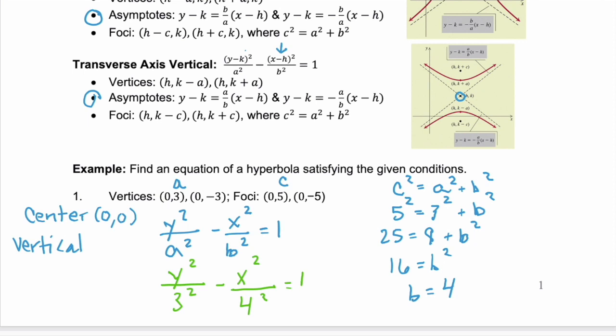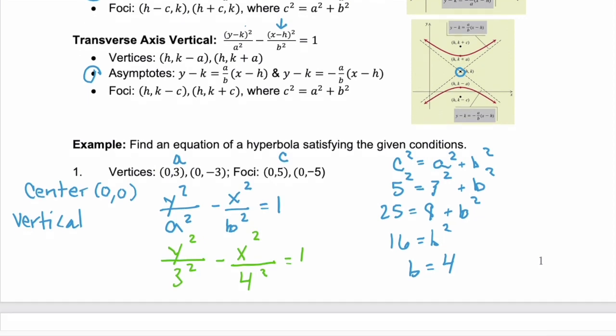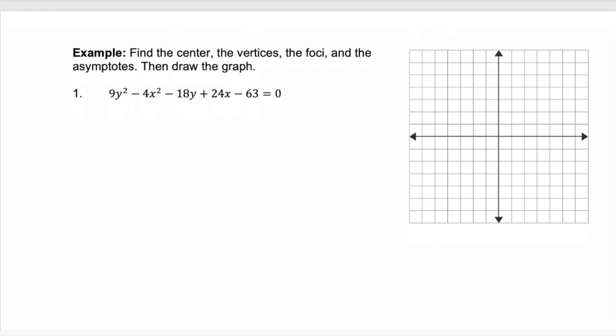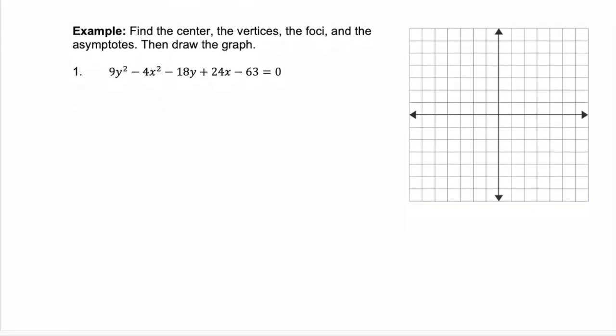Not too bad, right? Okay, let's move on to our last example. And it's going to take the whole page because this is a pretty complex problem, but it's one that you have to be comfortable with. So, here we go. We need to find the center, the vertices, the foci, and the asymptotes, and then we have to draw the graph by hand.